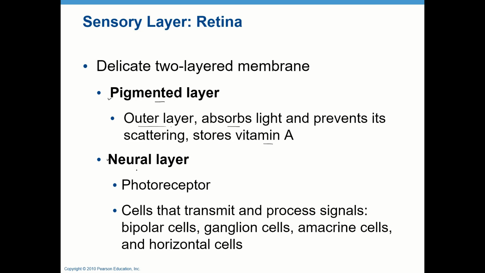Now the inner layer is the neural layer, and this layer is more important. Why? Because the photoreceptor rods and cones are located here. Okay, so these are called photoreceptors. However, in the neural layer you have few other cells: bipolar cells, ganglion cells, amacrine cells, horizontal cells. All these cells are important to convert the light.